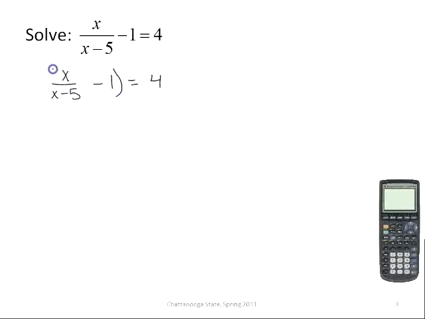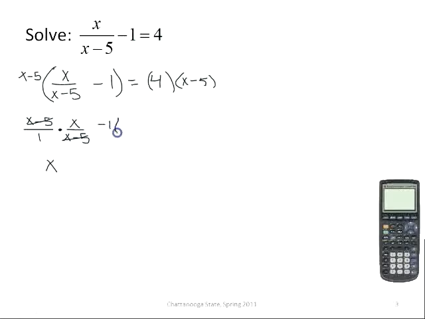by x minus 5. Well, that means that I have to do it by every term on each side of the equation. When I multiply x minus 5 by my first term, x over x minus 5, my x minus 5s will cancel out because I'll have one in the numerator and one in the denominator. So that will leave me with just an x.